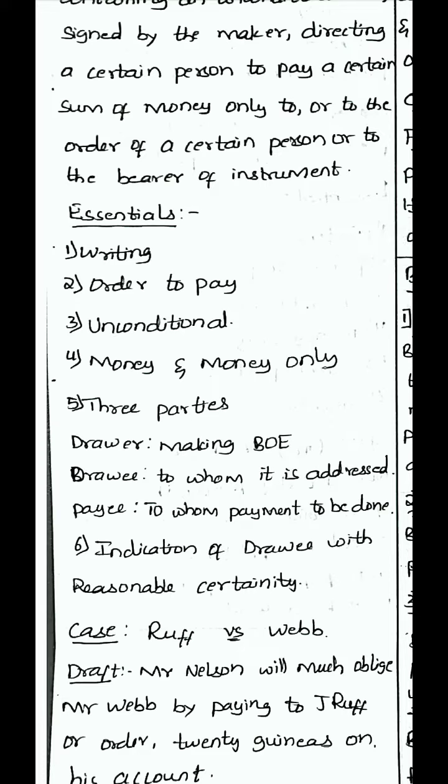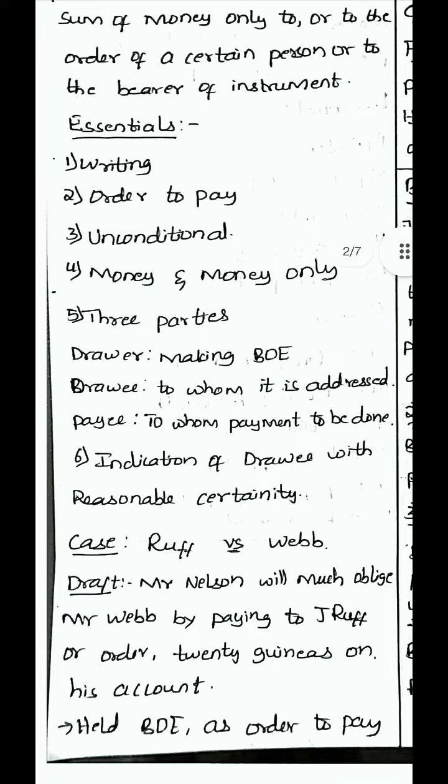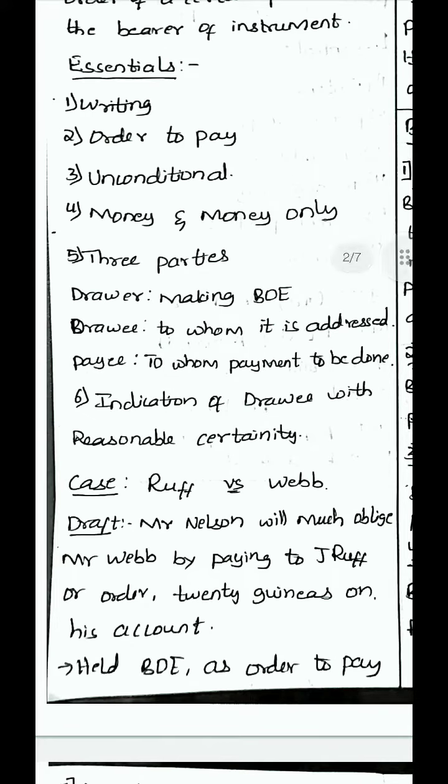It should compulsorily be in writing. There must be an order to pay. So the person who is making this instrument should order someone to pay on his behalf. It should be unconditional. There should not be any condition imposed on it. Money and money only. The payment should be money only. Three parties. Here there are three parties involved.